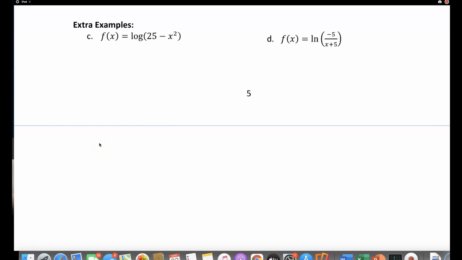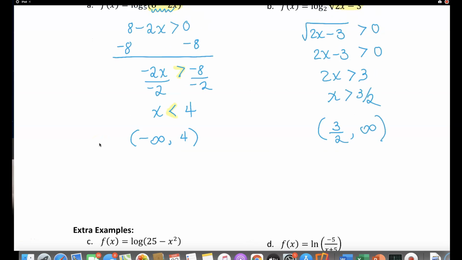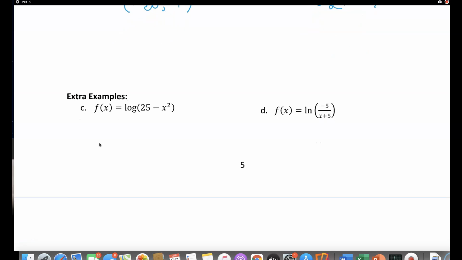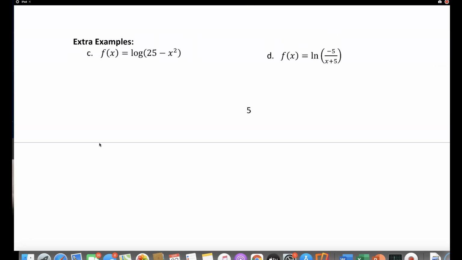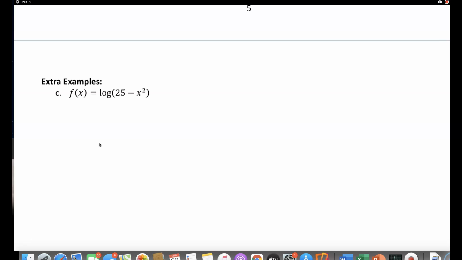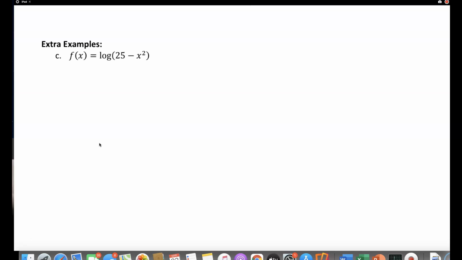Just some extra examples on finding the domain of logarithmic functions. I think they're great review problems because we're going to have to solve a polynomial inequality and a rational inequality. I will do problem C in this video, okay? So if I can copy this. Alrighty. So you know how to set this up.